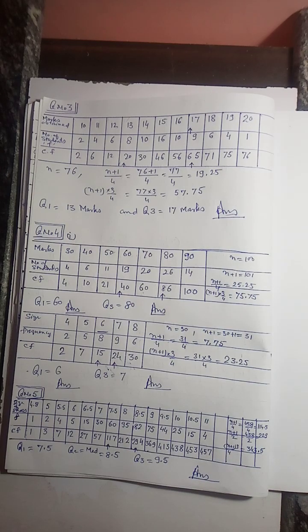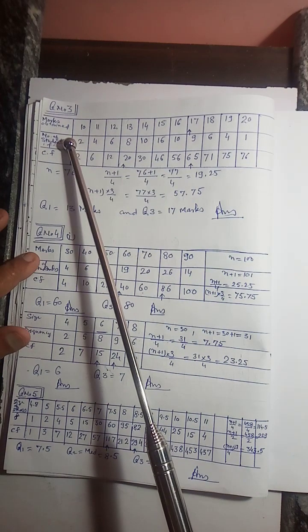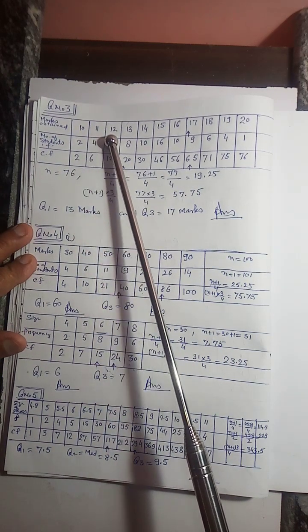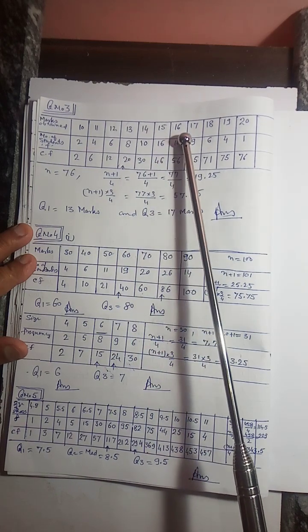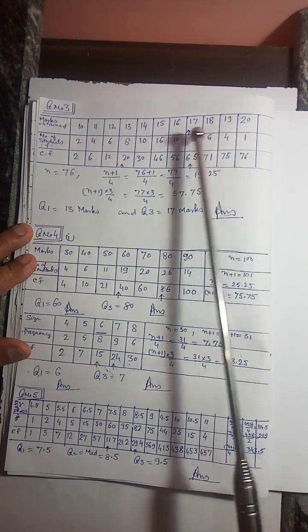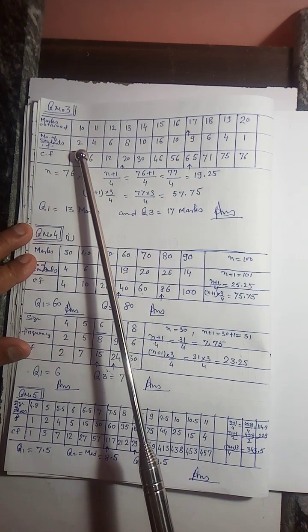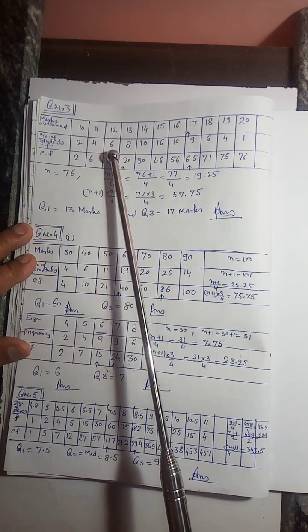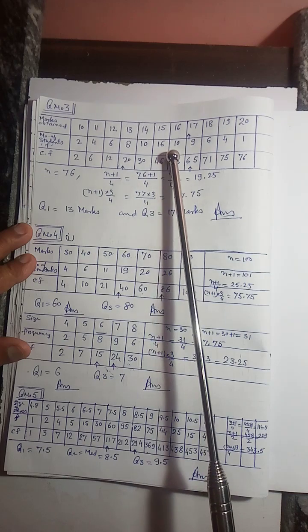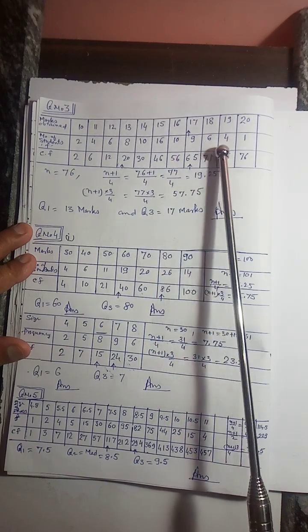ICSE Mathematics Class 10th, Chapter 18, Exercise 18C, Question number 3. From the data given below, calculate the value of the third quartile. Marks are 10, 11, 12, 13, 14, 15, 16, 17, 18, 19, 20. Number of students correspondingly 2, 4, 6, 8, 10, 16, 10, 9, 6, 4, 1.